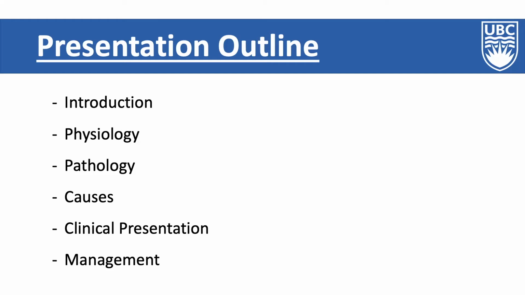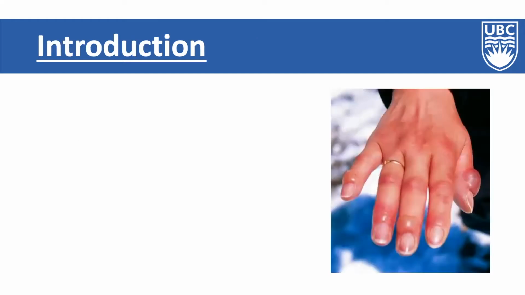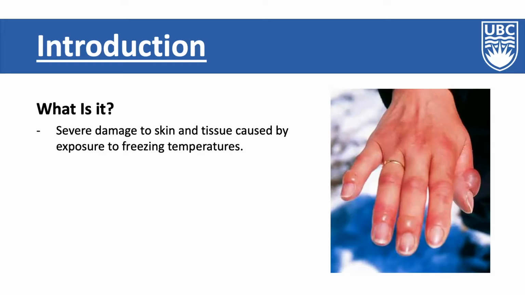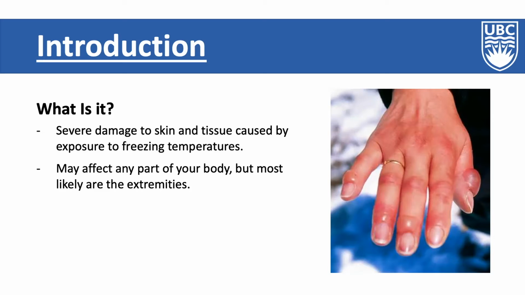So to start off, what is a cold-induced injury? Well, it's an injury that refers to severe damage to skin and tissue caused by exposure to freezing temperatures. It occurs when there is failure of the normal protective mechanisms against freezing environmental temperatures. Also, it most commonly occurs on the extremities such as the hands, feet, ears, nose, and lips.